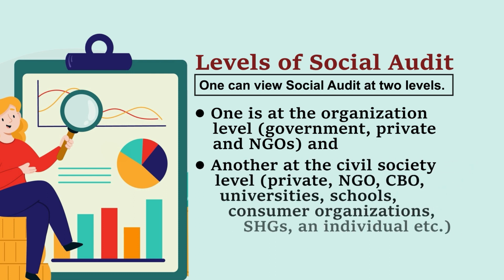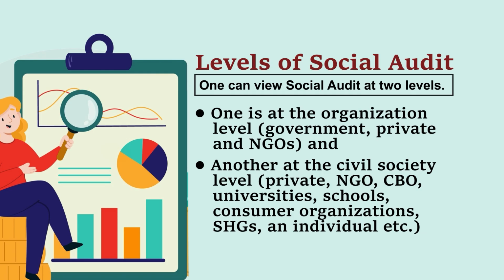Another level is the civil society level. At the civil society level, one could do social auditing in private, non-governmental organizations, community-based organizations, and even with universities, schools, consumer organizations, self-help groups and even individuals. At any level, one can do the process of social auditing. So, there are 2 levels: one is the organizational level and another is the civil society level.